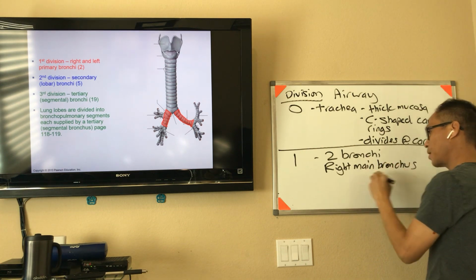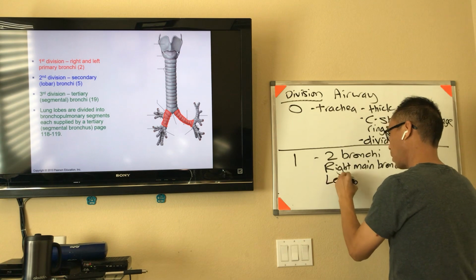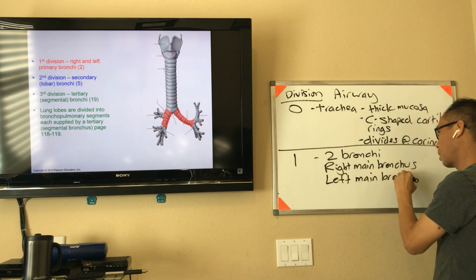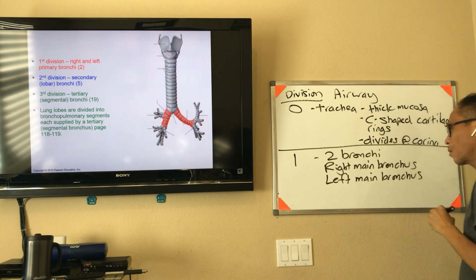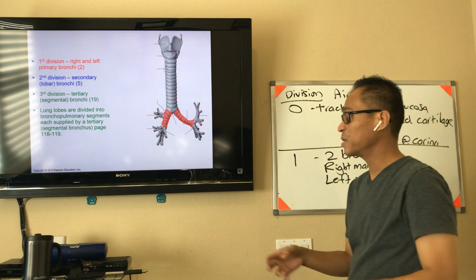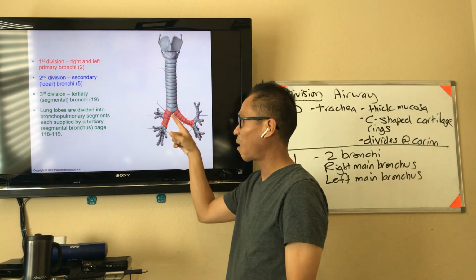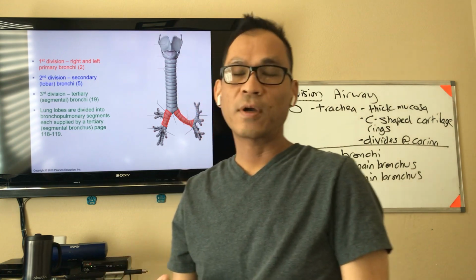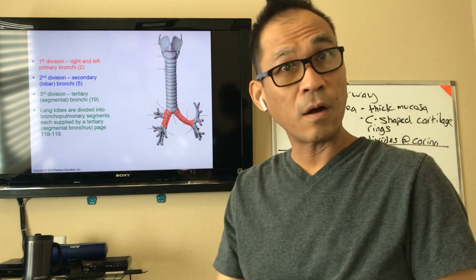Bronchus is singular, bronchi is plural. Well, no surprise, each of these bronchi are large airways. You still have prominent amounts of cartilage, okay? They're each delivering fresh air to the right and left lungs.